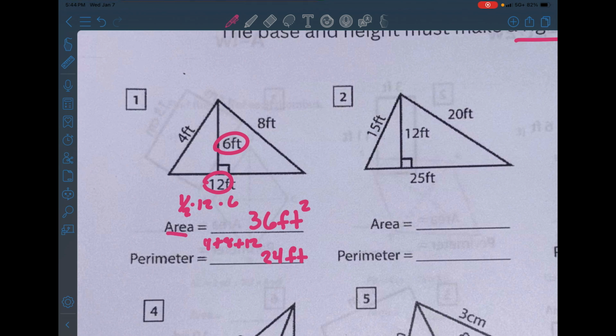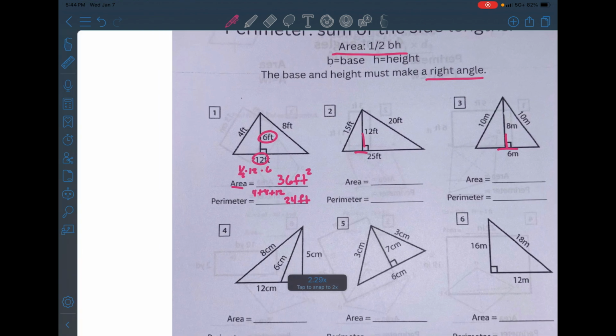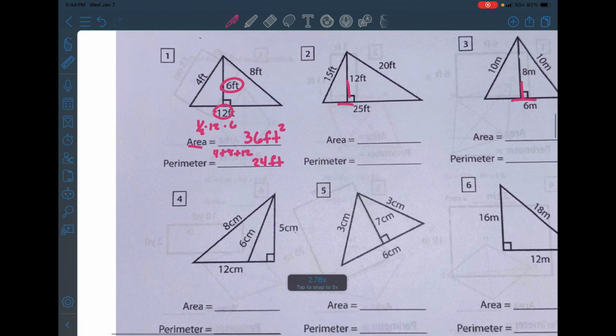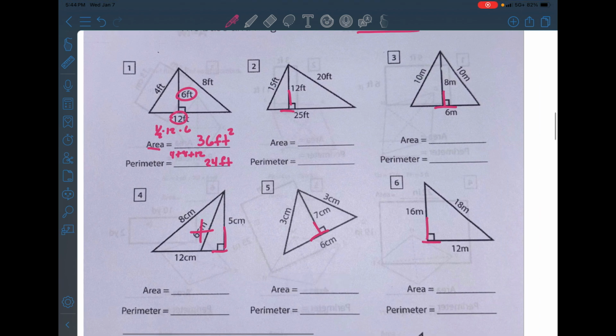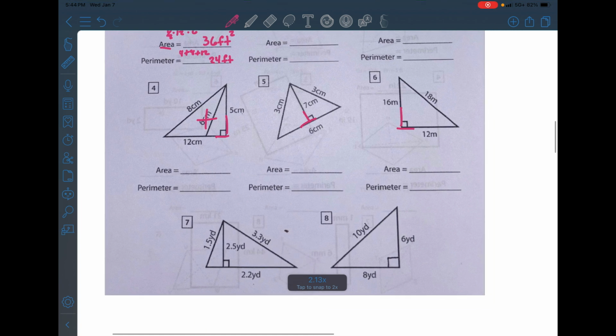So each one of these are done the same way. Here's our base and height. Here's our base and height. Our base and height on number 4 is this and this. So we don't even need the 6 on number 4. Here's our base and height. Our base and height here. When we have a right triangle, we already have our base and height. Here's our base and height. Here's our base and height. And of course, for the perimeter, we're just going to add up all 3 sides.